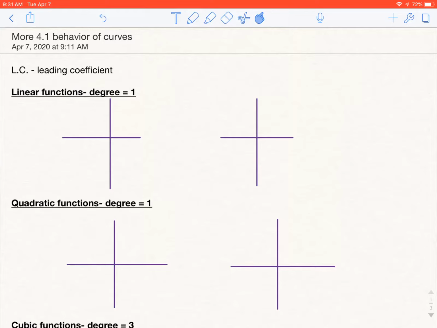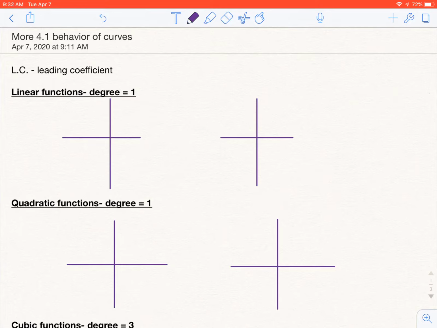Okay, so now we are doing some more of that curve behavior, as I promised before. This will be short, hopefully. The leading coefficient, just so you know, every time I use LC, I'm going to say that that's the leading coefficient, because leading coefficient is way too much to write. All right, so the other day in the video, we talked about linear functions, and the degree is 1.